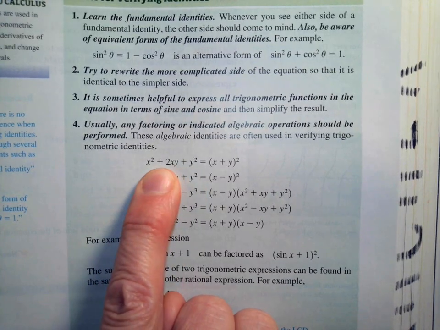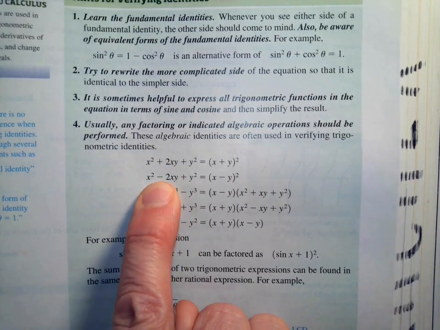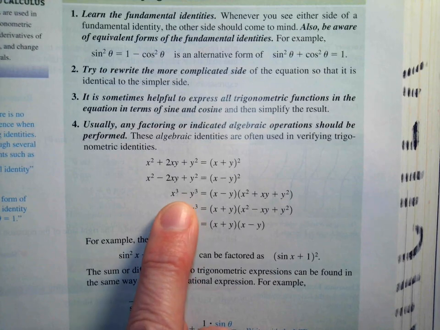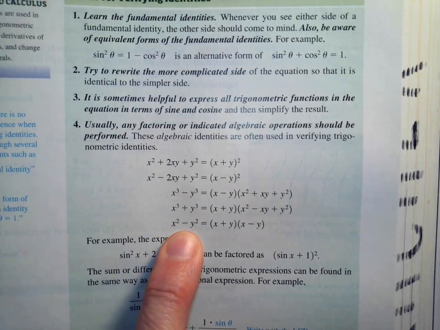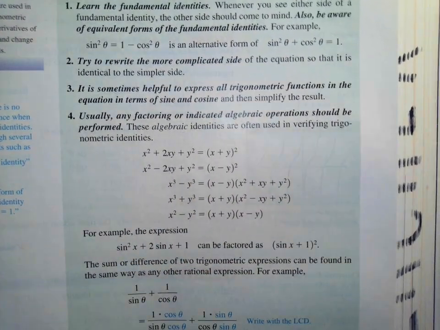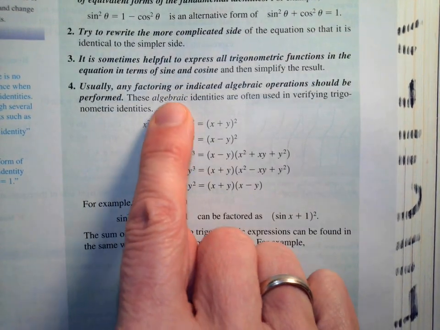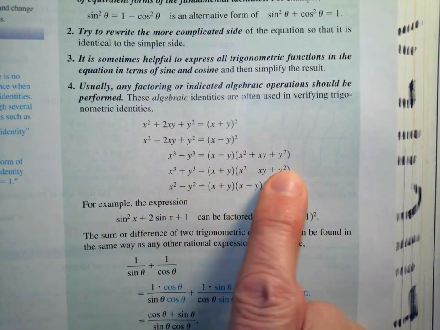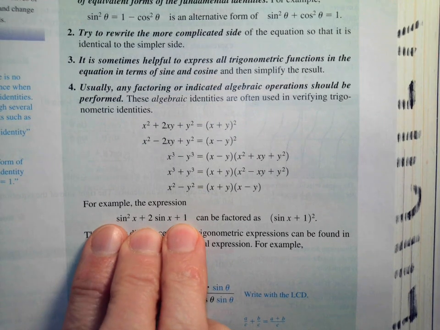Perfect square trinomial with a plus, perfect square trinomial with a minus in the middle term, difference of cubes, sums of cubes, difference of squares. If you know these, those will show up sometimes, all right? So we could do it with x's and y's, but we can also do it with trig ratios.